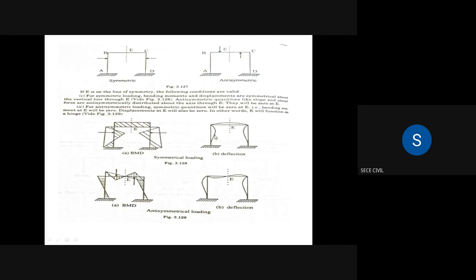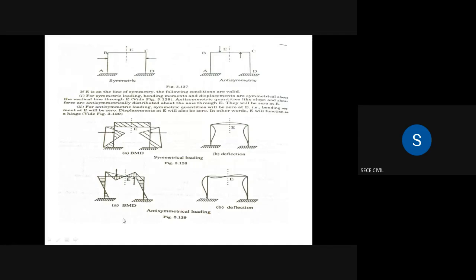These are also similar figures, only with symmetrical loading. The bending moment diagram is symmetric. It shows the bending moment diagram, and in this figure the deflection is also symmetric. If the frame is symmetric and the loading is also symmetric, then the bending moment diagram will also be symmetric. Figure A shows the frame with the bending moment diagram for this particular structure. The deflection will also be symmetric.